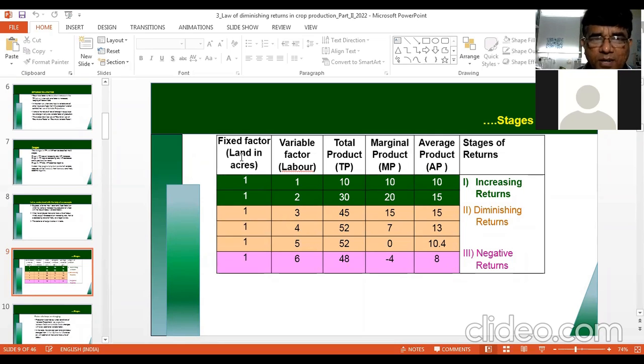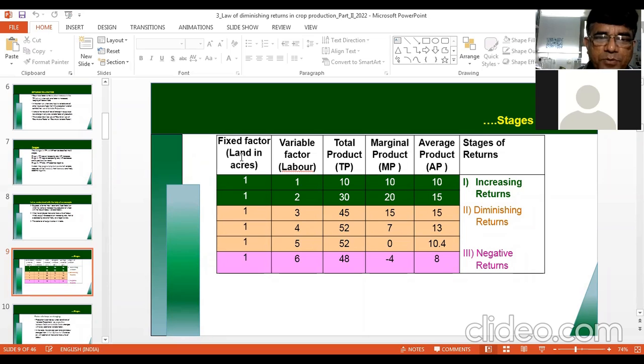See the marginal product. Marginal product is 10 for 1 unit, because when you have 0 units, TP is 0. So 10 minus 0 becomes your 10. So MP here is 10. And then 30 minus 10. 30 is total product for unit 2 of variable factor. 30 minus 10, you get 20. 45 minus 30, 15. 52 minus 45, 7.